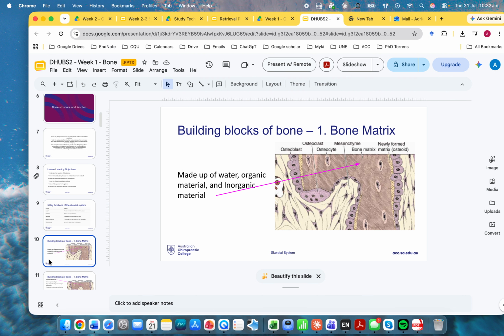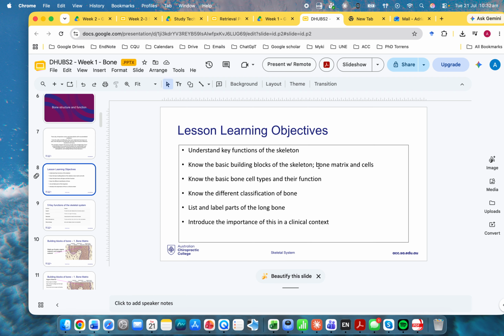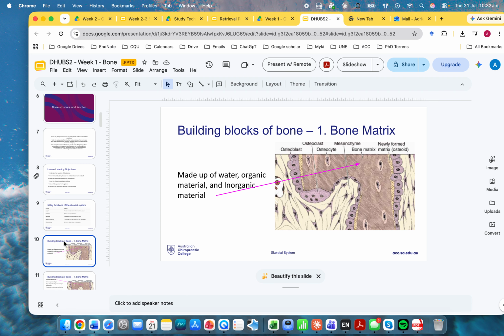And so, basic building blocks of bone. The bone matrix, number 1, is made up of water, inorganic material, and organic material. So that could be a question, right? So the first question could be, what is the bone matrix made up of? And the answer is water, organic material, and inorganic material. And I might even want to put this diagram in my slide.